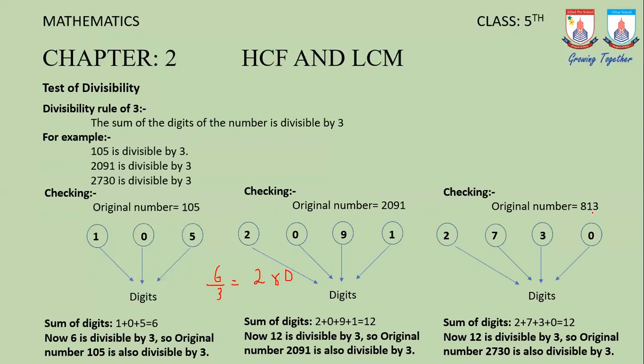Now, another example. The original number is 2730. The sum of the digits is 2 plus 7 plus 3 plus 0, which is equal to 12. Now we know that 12 is divisible by 3. So the original number is also divisible by 3.